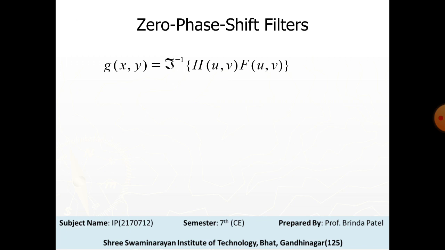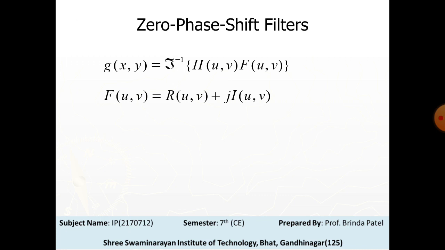So here g(x,y) is equal to the inverse of H(u,v) F(u,v), where H is a zero phase shift filter. Note that F(u,v) is equal to R(u,v) plus j times I(u,v). So we conclude this equation by analyzing the phase angle of the filtered transform.